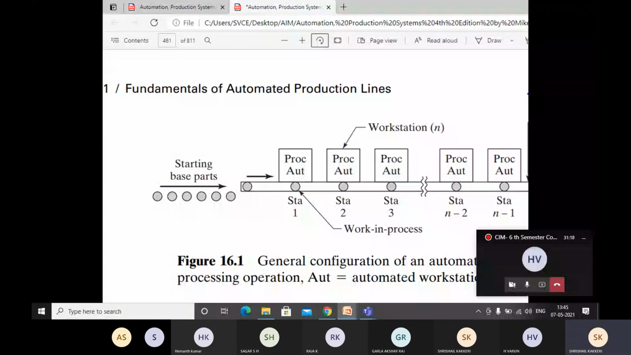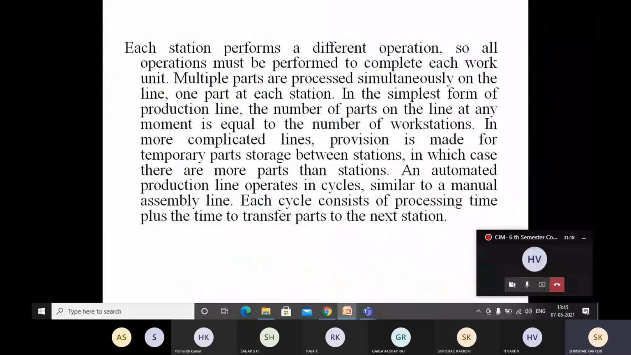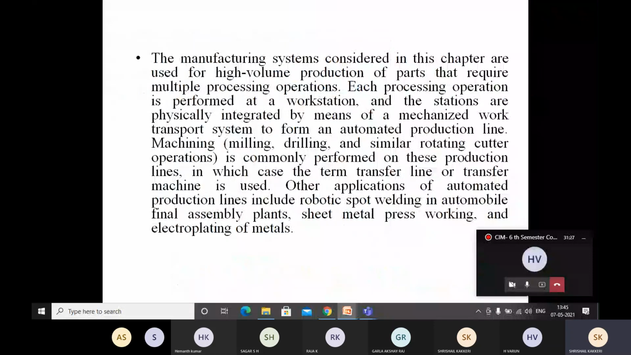Okay. Now, in the automated production line, as the name indicates, the production will be taking place automatically. The materials will be transferred from one station to the other station and then to the next station. A very simple example is integrating a milling machine, drilling machine and cutting machine for definite operations on a particular part. I'm not going to make any changes in the sequence.